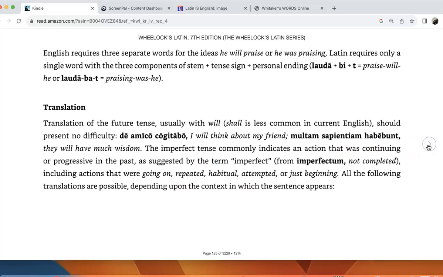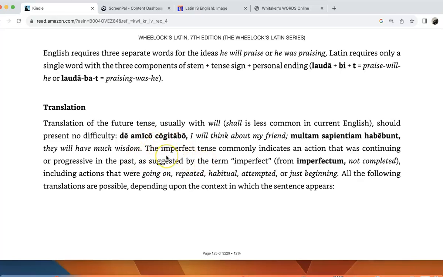So we're going to go to translation. This is what I was talking about earlier. Here's a couple examples, kind of continuing the passage on friendship in the previous chapter by Cicero. De amico cogitabo, I will think about my friend. But here we have multam sapientiam habebunt, they will have much wisdom.